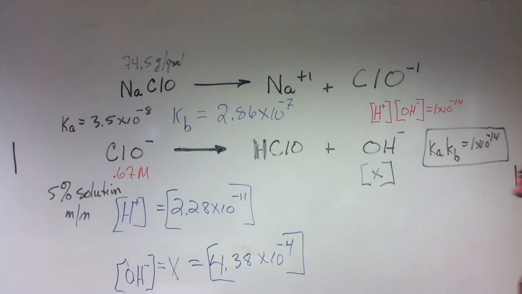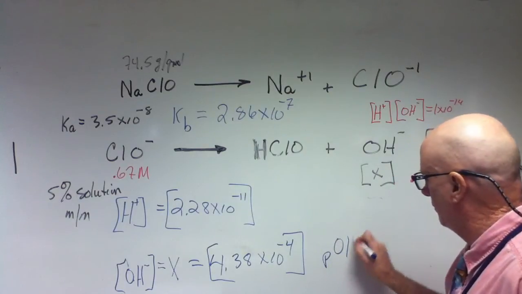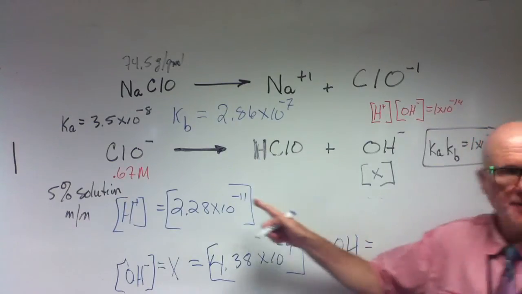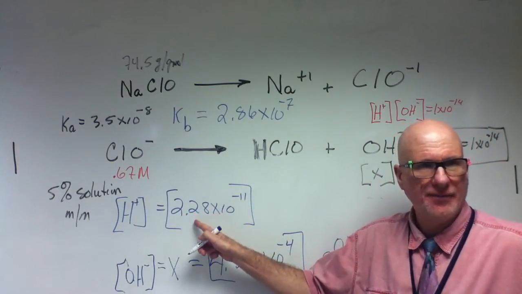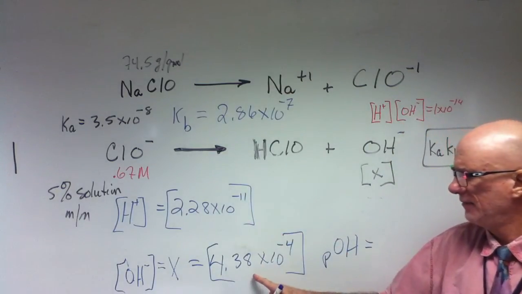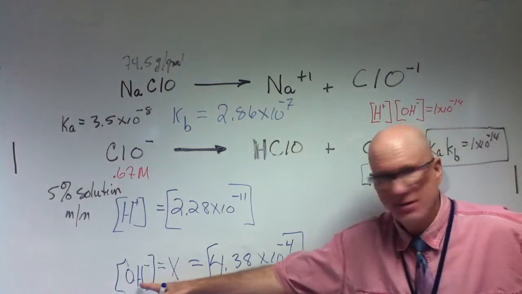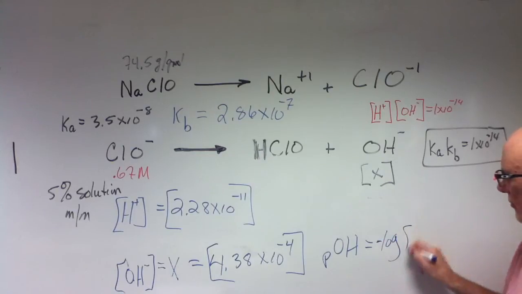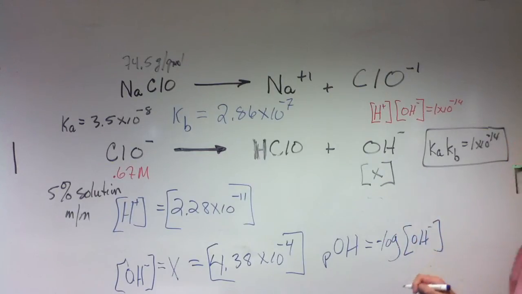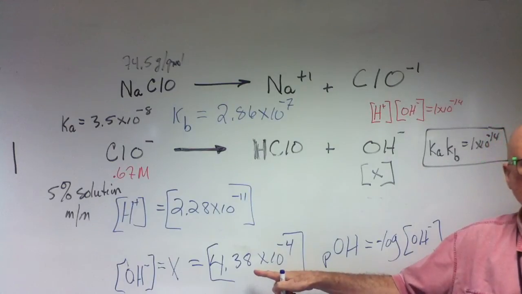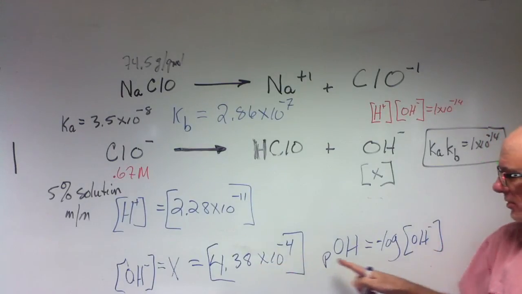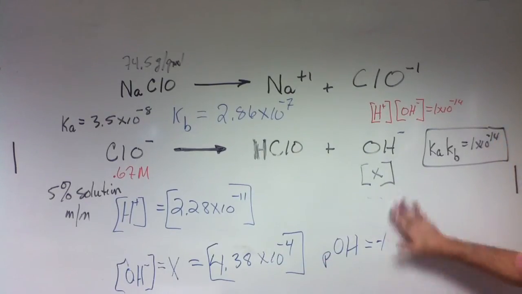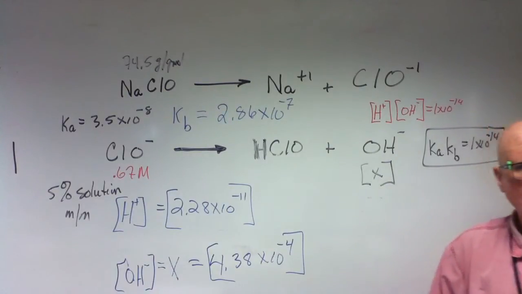Now what would the POH be? The key is, what's the POH? 10.6. So it's going to be negative log of that, right? Yes. POH equals negative log of OH. So it's going to be the negative log of this, right? Yeah. So what is it going to be? 3.3. Is that what you got? 3.358. Yeah.